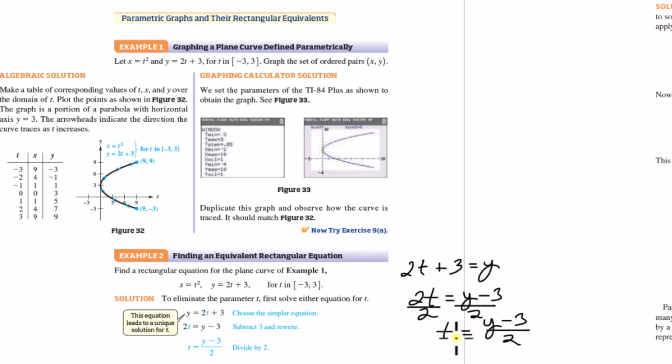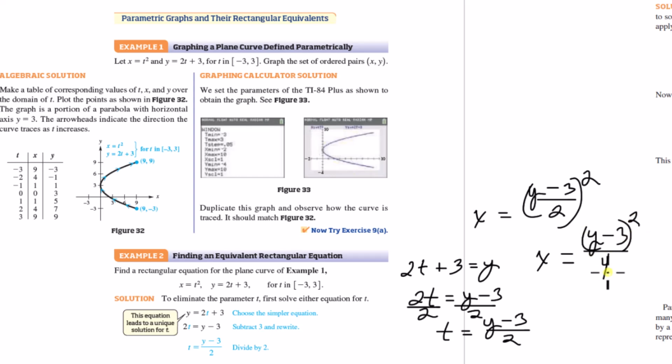So now let's plug this into x is equal to t squared. So x is equal to y minus 3 over 2, squared. And there we go. So x is equal to y minus 3 squared divided by 4. 4x is equal to y minus 3 squared. And that's going to be a horizontal parabola. And that's exactly what we see here.